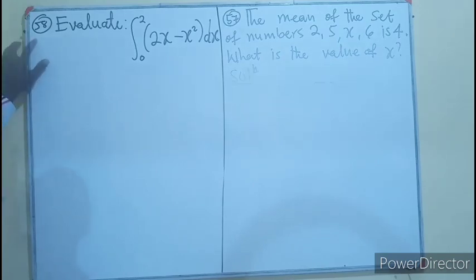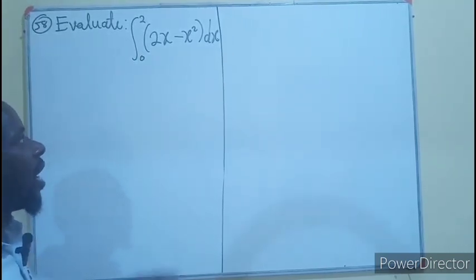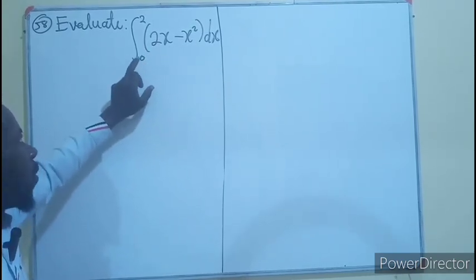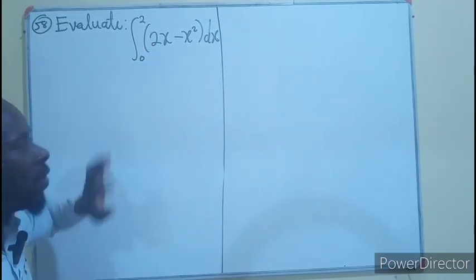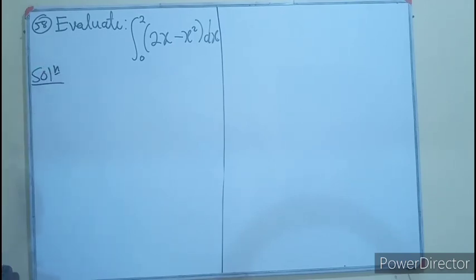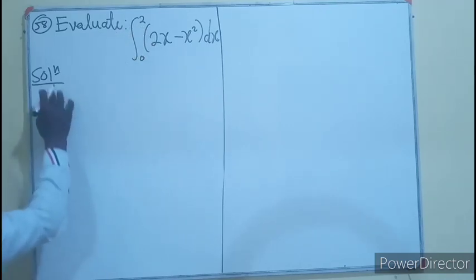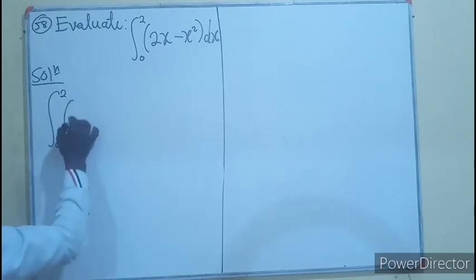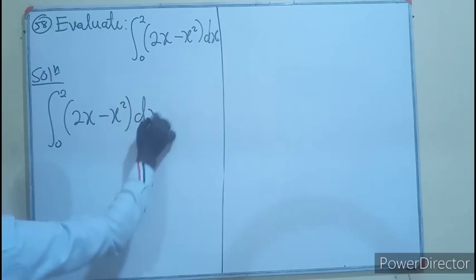In 58, we are to evaluate the integral of 2x minus x squared dx, with limits 0 to 2. So what do we do? This is a definite integral. Let me write the integral first. Integral from 0 to 2 of 2x minus x squared dx.